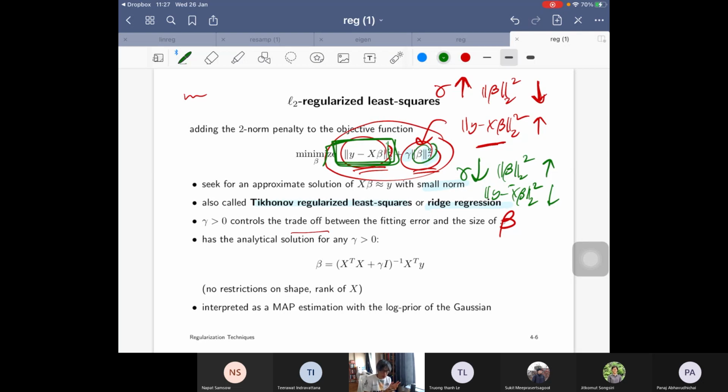Because when beta is small in the norm sense, as you know, the norm of the vector looks at each of the components. So eventually, if the norm is small enough, some of the entries will be very small, close to 0. And that further means that the model complexity is less and less. All right, so having this regularization again comes down to the trade-off between model complexity and model quality.